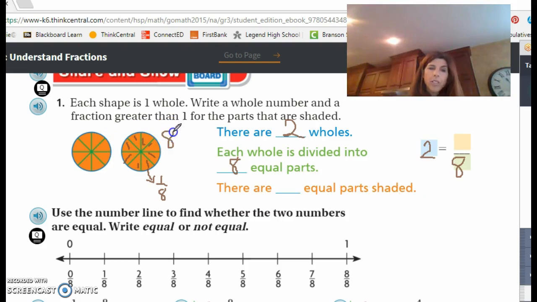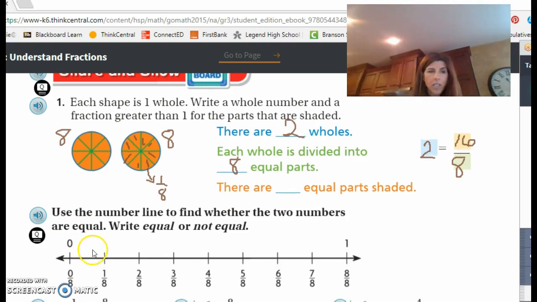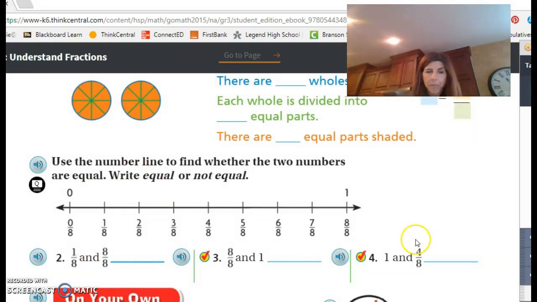Well, there's 8 equal parts here and 8 equal parts over here. If I counted all those up, 8 and 8 is 16. Our numerator equals 16. So this is a little bit different than what we've been doing because we're working with more than one whole, okay? Working with more than one whole. Let's take a look at the next problem.